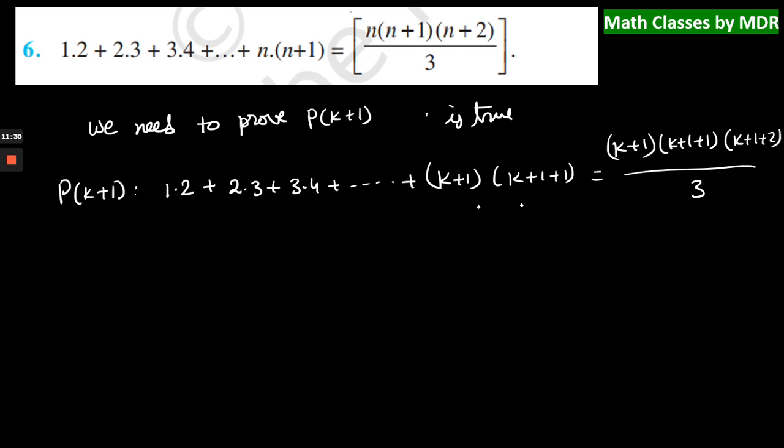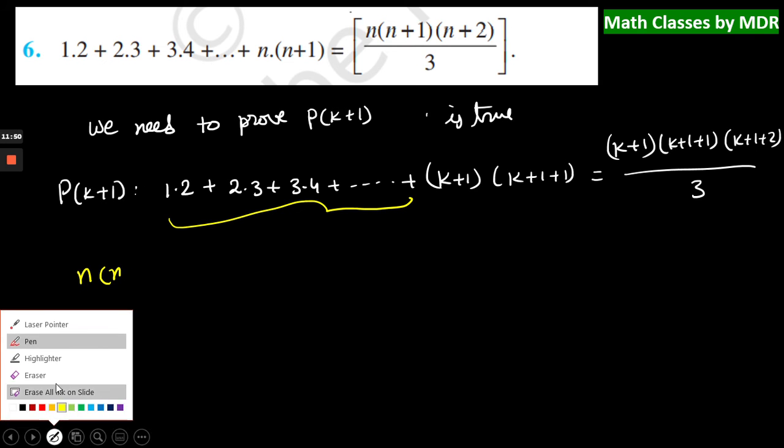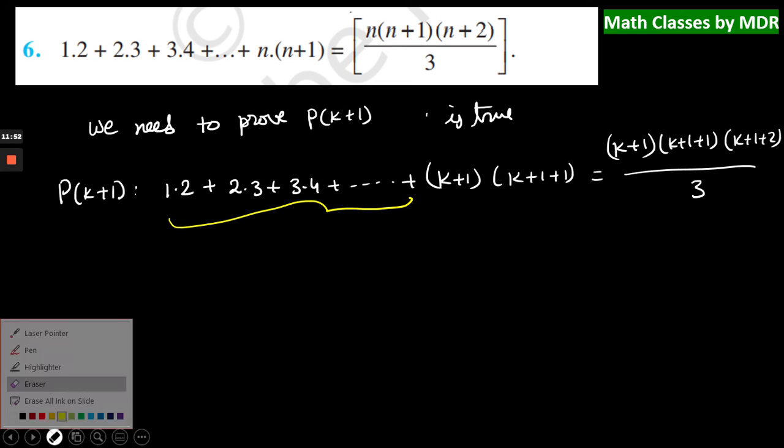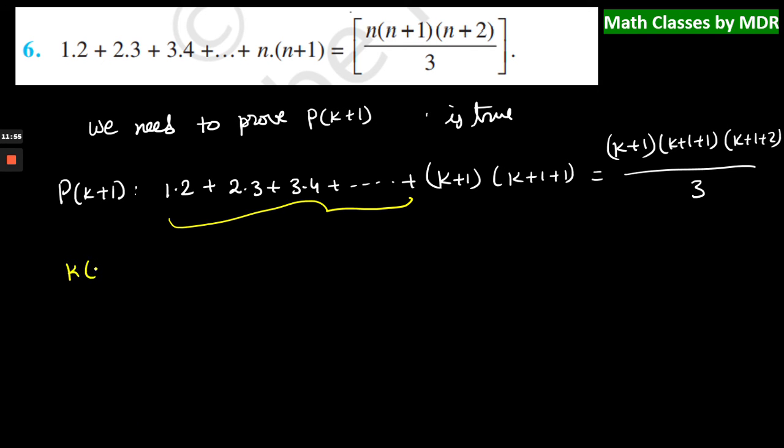Just replace n by k plus 1, we will get this. Now what to do? We have to prove that this left hand side is equal to right hand side. But we know that the first k terms in the series, we have already assumed that P of k is true. What is that P of k? That sum of the terms is k into k plus 1 into k plus 2 upon 3 plus k plus 1 into k plus 2.